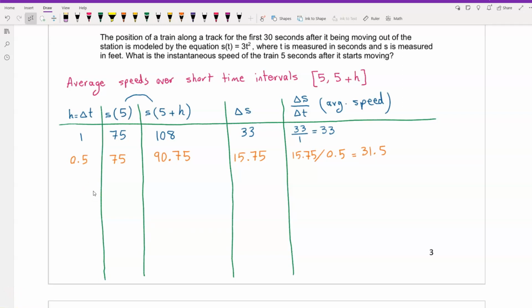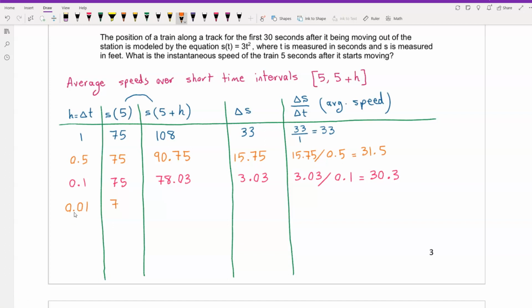Again, making this smaller, this time interval is 0.1. So here again, s of 5 is 75. s of 5 plus 0.1: using 5.1 for t, we have 5.1 squared times 3, that is equal to 78.03. Subtracting these two numbers to find change in s, that is 3.03. Average speed, 3.03 divided by 0.1. The answer for this part is 30.3.